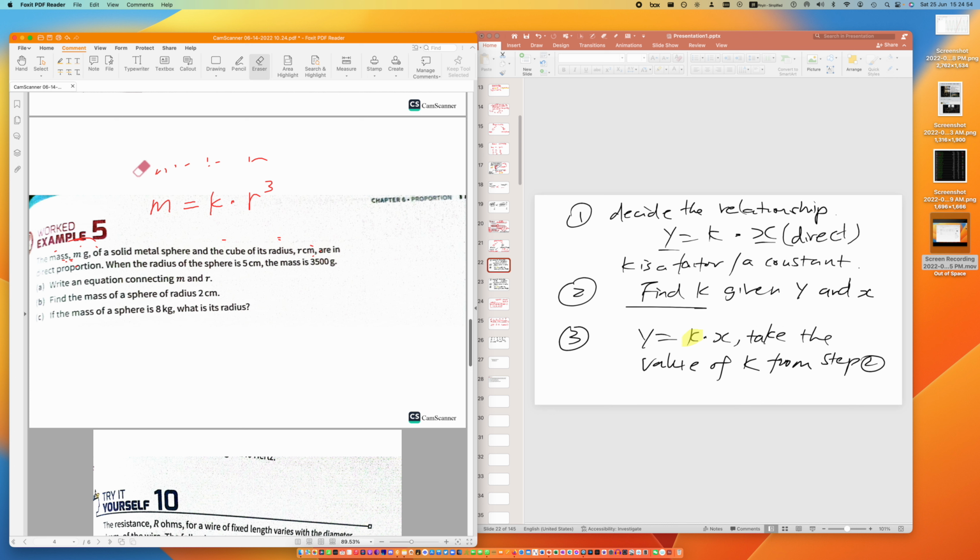What question? Over here, they say write an equation connecting m and r. I think you have done it already. This is the one. This is part A. Part B, find the mass of the sphere when the radius is 2. So now they want to find m equals what when r equals 2.